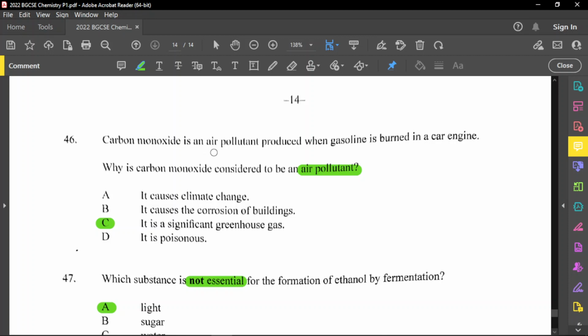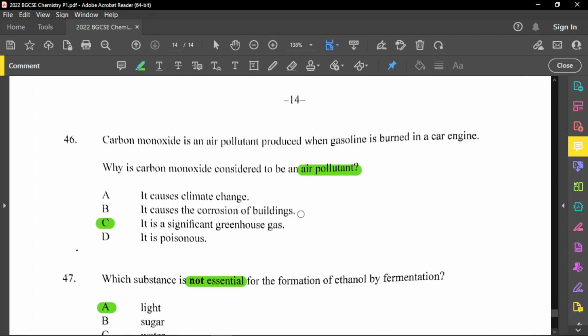46 is carbon monoxide, an air pollutant produced when gasoline is burned in a car engine. It said, why is carbon monoxide considered to be an air pollutant? And notice I highlight air pollutant. All right, it causes climate change. Yes, it does, but that is not why it's an air pollutant. It causes corrosion to buildings, not itself directly, but when it mixes with water and so on, and because of the pollution of rain, then yes, it could cause that. But it's not the reason why it's called a pollutant.